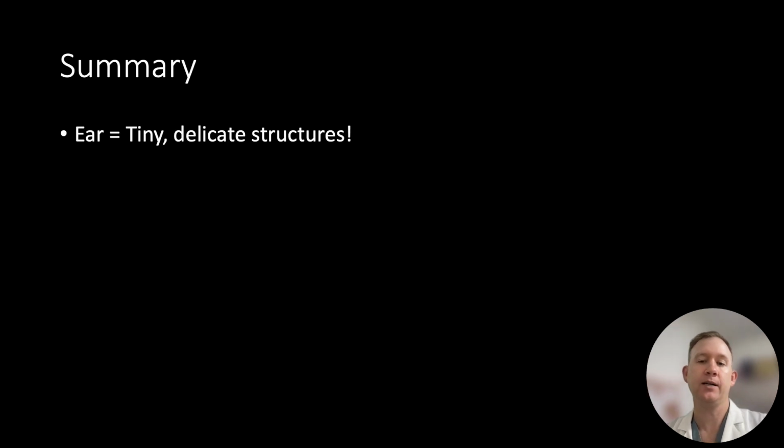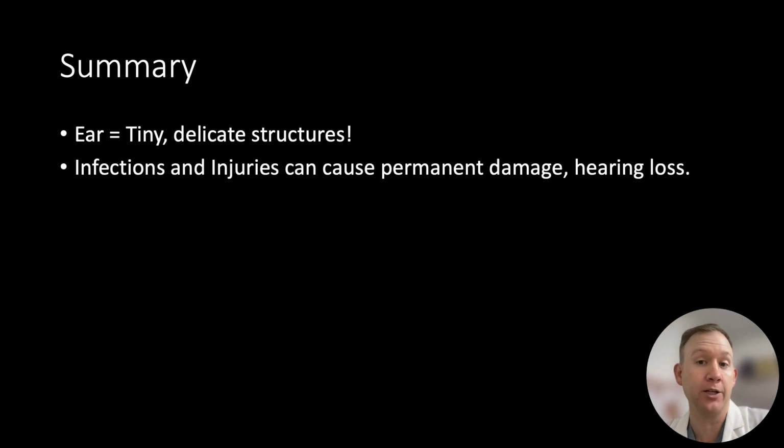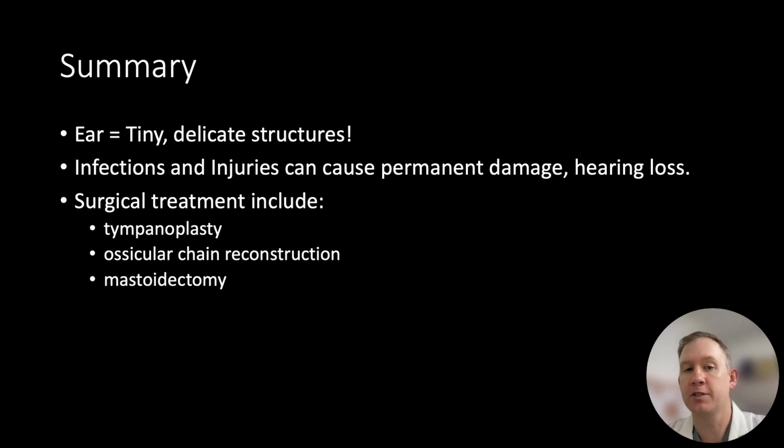So again, in summary, I would say that the ear has a lot of small, tiny, and delicate structures. These are prone to injury. Infections and injuries can cause permanent damage, like a hole in the eardrum or weakening of the bones of hearing, and thus hearing loss. The surgical options that we talked about today include tympanoplasty to rebuild the eardrum, ossicular chain reconstruction to rebuild the bones of hearing, and mastoidectomy to clear out the mastoid bone from any infection or inflammation.